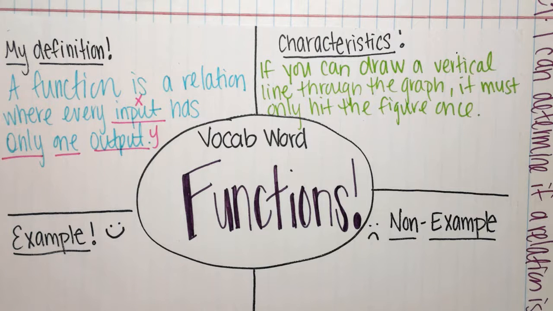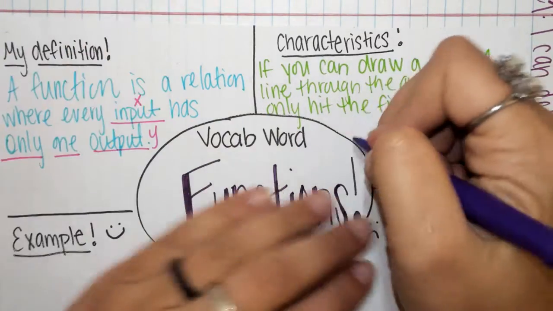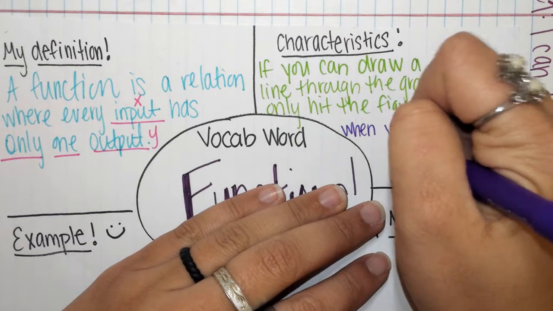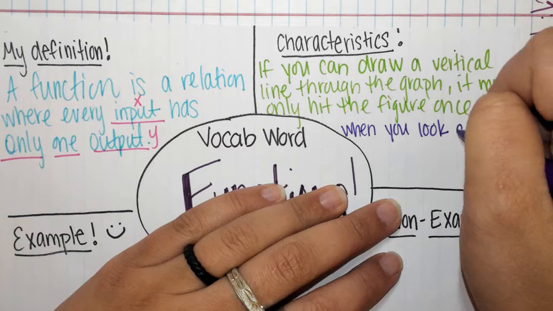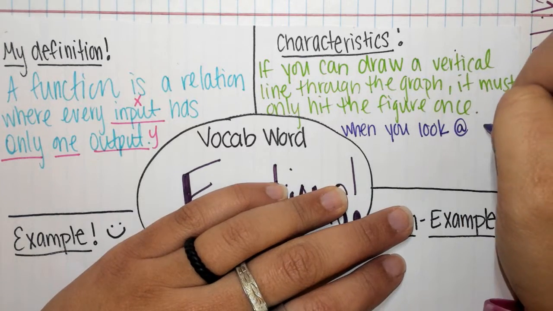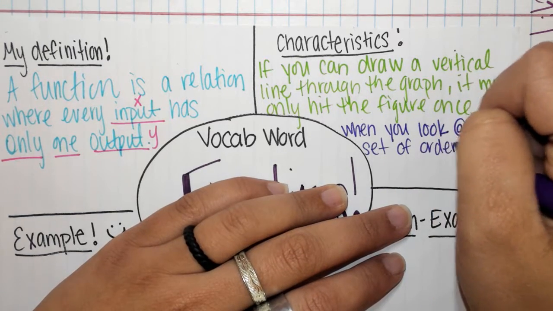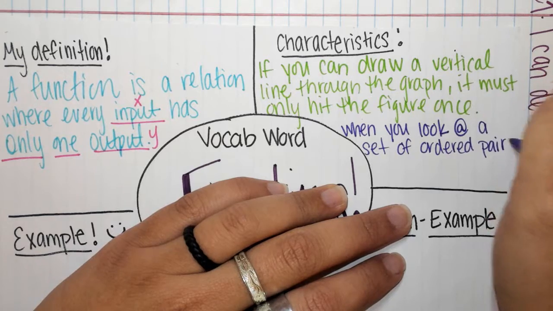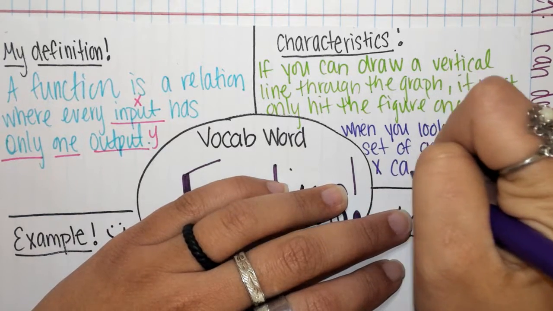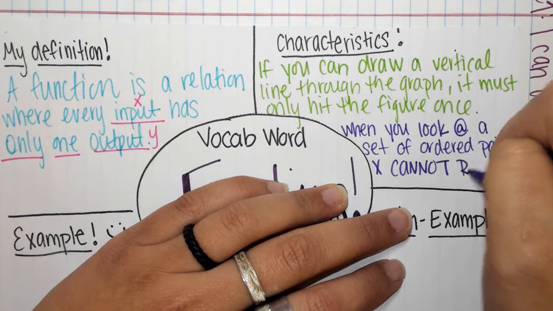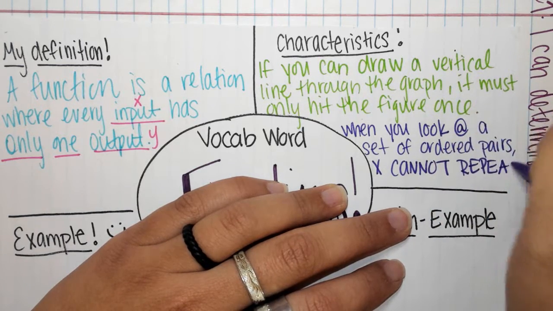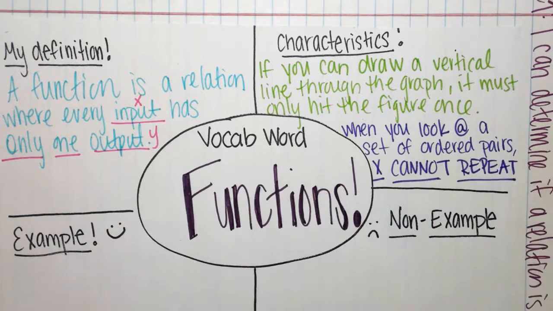Alright, so you draw a vertical line through the graph of something, and it can only hit the figure once. If it hits it one time, it's a function. Ta-da. When you look at a set of ordered pairs, X cannot repeat. X cannot repeat.